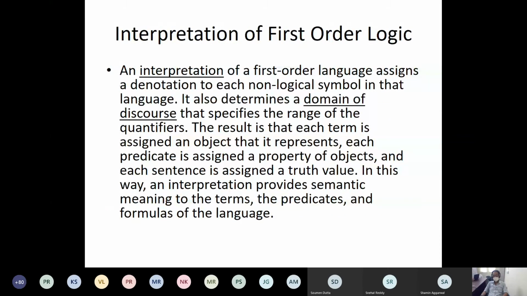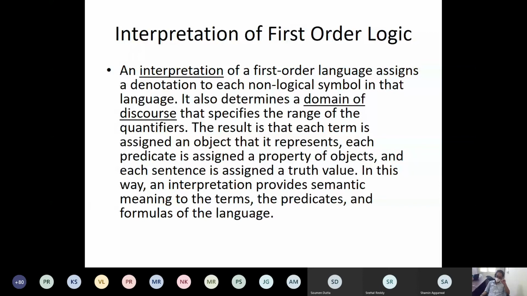Okay. So we have talked about the language of first order logic, and we have seen what an interpretation of first order logic means. After this, we will go into a specific interpretation, meaning we are going into a specific domain, namely natural numbers.